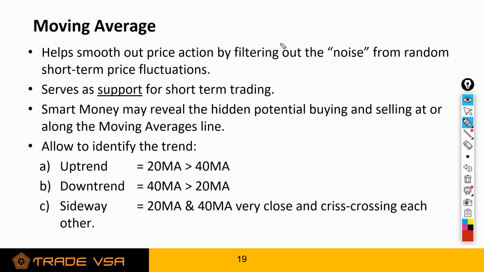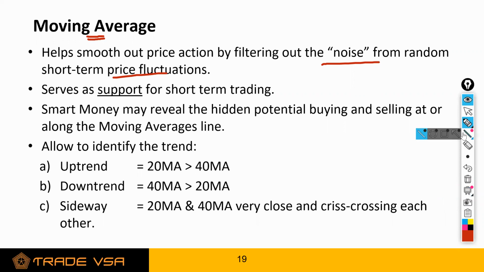Okay, now let's talk about moving average. Moving average is an indicator to help you smooth out the noise from short-term fluctuations. For me, the moving average 20/40 is not an indicator to purely use to buy and sell, but it is the area for me to check whether there is any sign of strength or not.